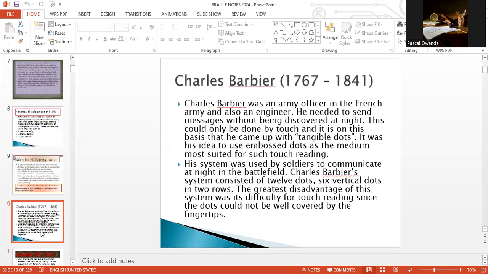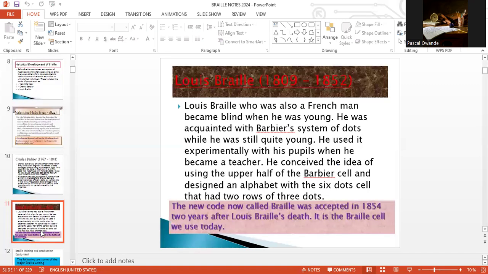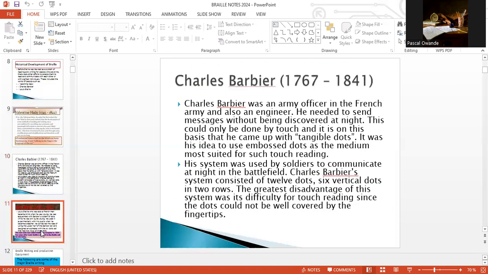Charles Babbage's system consisted of 12 dots, 6 vertical dots in 2 rows. The greatest disadvantage of this system was its difficulty for touch reading, since the dots could not be well covered by the fingerprints, by the fingertips, sorry.